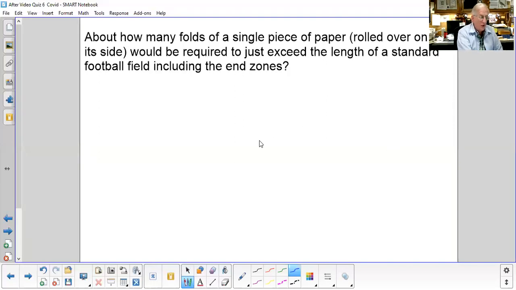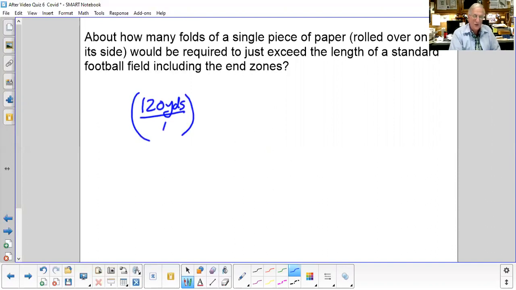So we want to stretch the whole field. So we're going to start with 120 yards. And we've got to get this into the number of pieces of paper that we'd have thickness-wise stacked on top of each other with these folds to equal 120 yards. Well, we've got to go from yards down to what? Down to inches and then into sheets of paper. Well, if you recall from a problem we did earlier, there are 36 inches in a yard. So we can go right to that instead of going to feet first and then to inches.